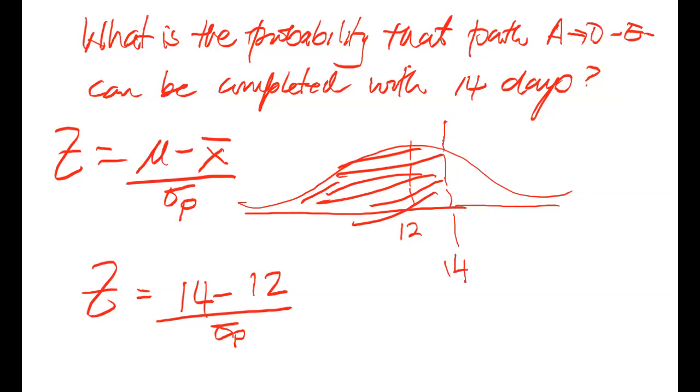Now, you will always know the ask-about time because the question asks you about 14 days. And the mean time, you will know that because you will have calculated that on the network. The standard deviation of the project, however, is something you will have to calculate.